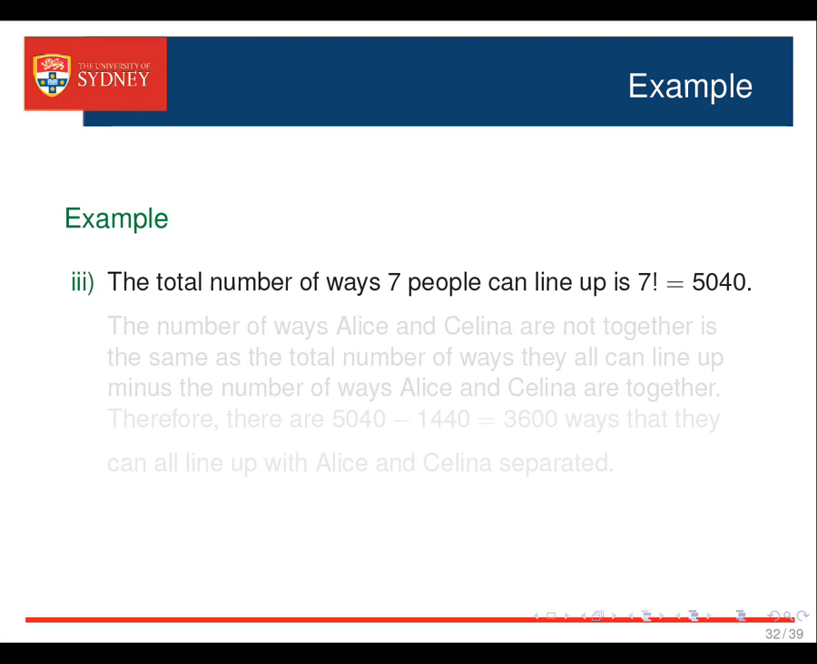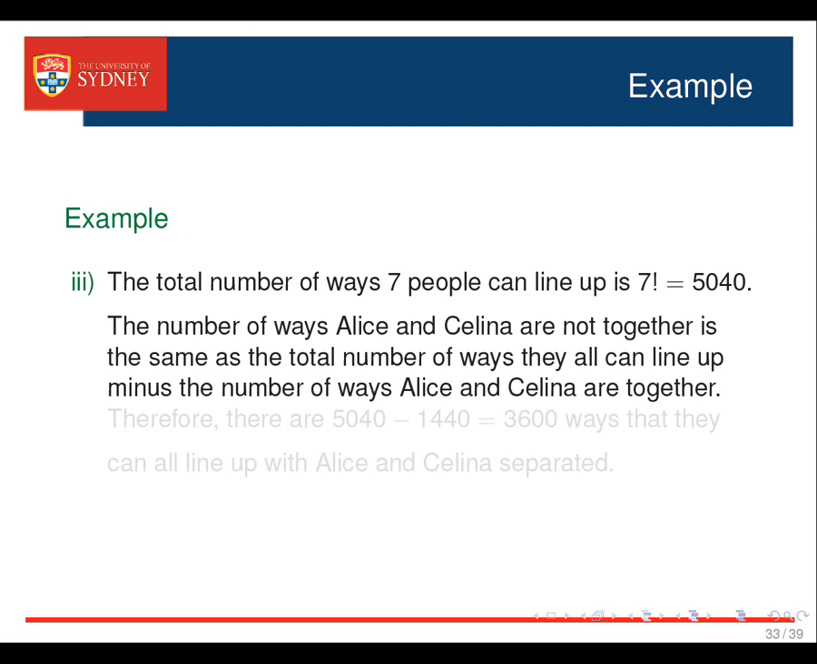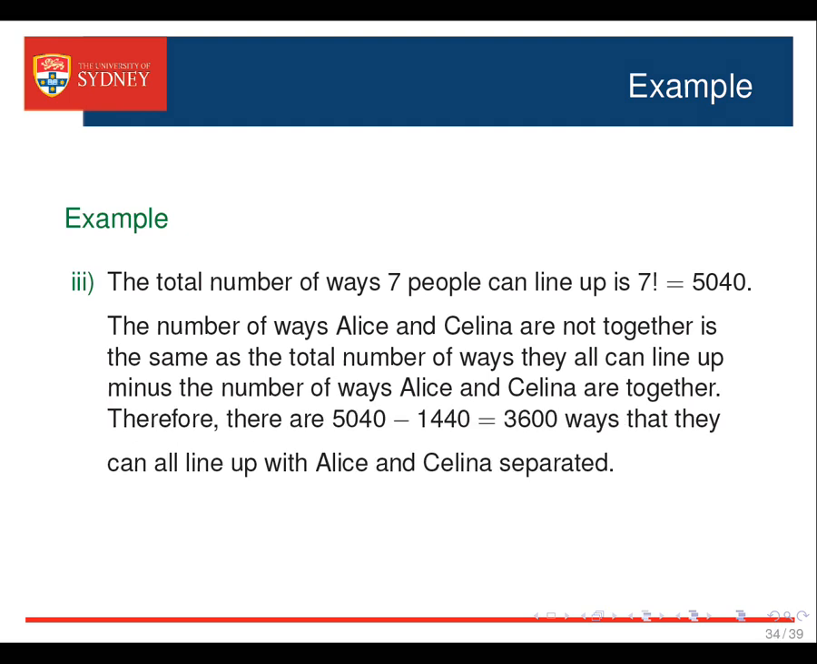For the last part, we need to find the total number of ways 7 people can line up. That is 7 factorial, or 5040. The number of ways Alice and Selena are not together is the same as the total number of ways they all line up minus the number of ways Alice and Selena are together, which we found in the first part of the question. Therefore, there are 5040 minus 1440, which equals 3600 ways they can all line up with Alice and Selena separated.